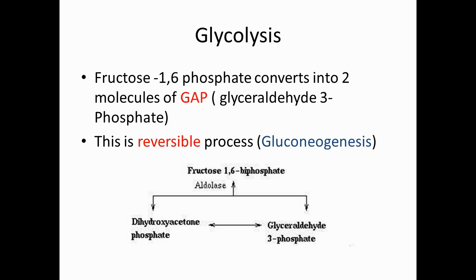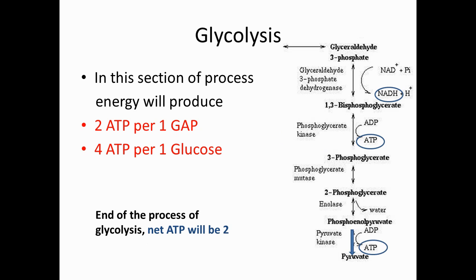So now we'll see the further process of glycolysis. Fructose 1,6-bisphosphate converts into two molecules of GAP, which is glyceraldehyde 3-phosphate. This is a reversible process, which means that it can go back to gluconeogenesis. As you can see in the picture, the fructose 1,6-bisphosphate converts into one molecule of dihydroxyacetone phosphate and one molecule of glyceraldehyde 3-phosphate. This dihydroxyacetone phosphate will ultimately convert into glyceraldehyde 3-phosphate, which means there will be two molecules of GAP. So further in glycolysis, one GAP molecule will go to the energy section of glycolysis.